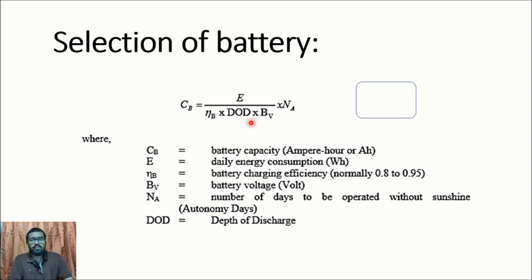So we know all these values, and we can get the battery capacity from here. It's in ampere hour. So after we have determined the battery capacity, we can get it from the market.